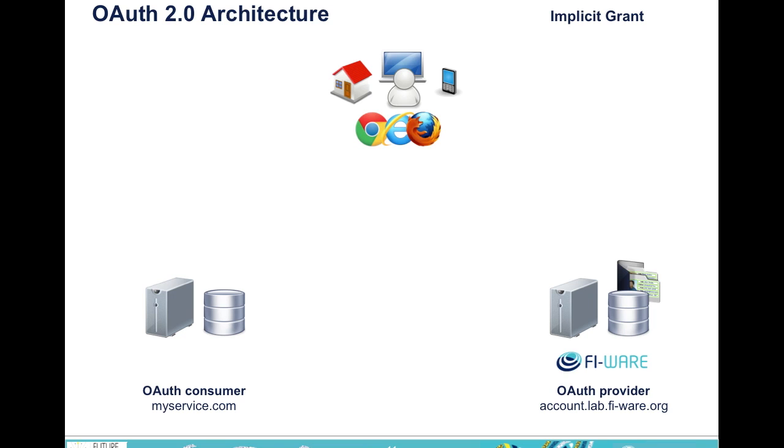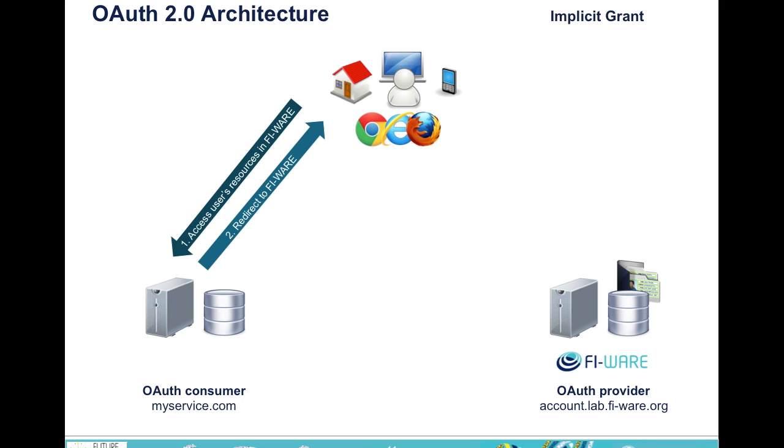The second scenario is the implicit grant. This scenario differs from the previous one in that the OAuth consumer doesn't implement a programmatic logic at the backend. We can think of it as an Apache running static HTML pages. In this case, all the logic of the client runs in the user's web browser, like for example a JavaScript application. And in this case, the first 3 steps represent the same browser redirection we saw in the previous scenario.